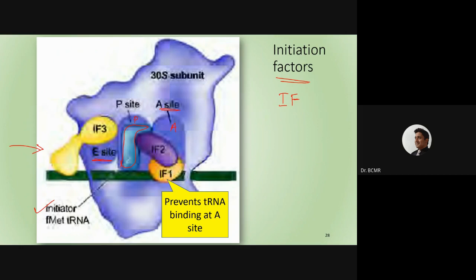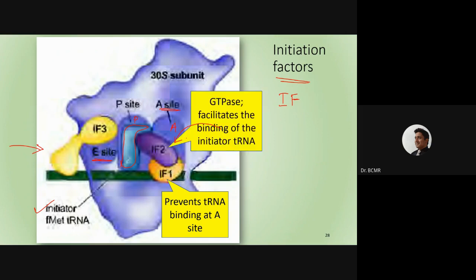So the job of IF1 is to prevent any tRNA binding here. Any other tRNA, it is actually occupying the A site, so nothing else binds there. And then we have IF2. IF2 is the one that facilitates the binding of the initiator tRNA to the P site, and it is a GTPase. We will just remember GTPase, it will consume a GTP, the energy released by hydrolyzing a GTP to GDP. So it is an energy consuming one.